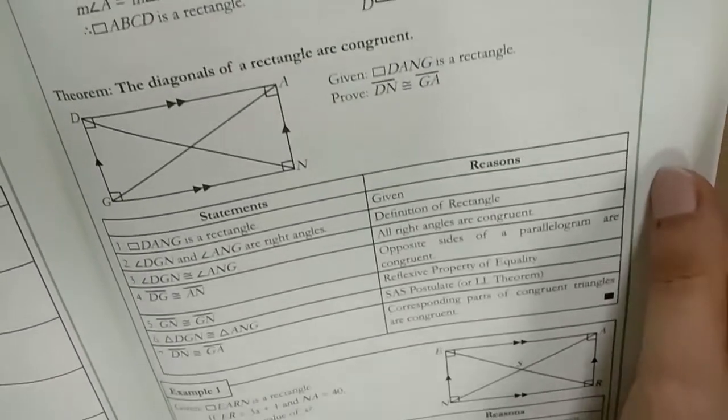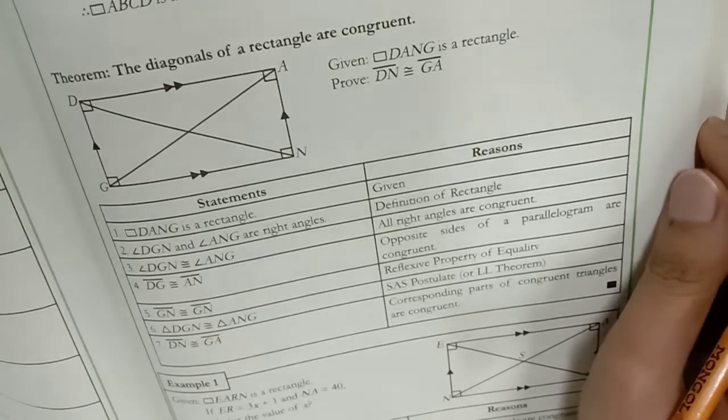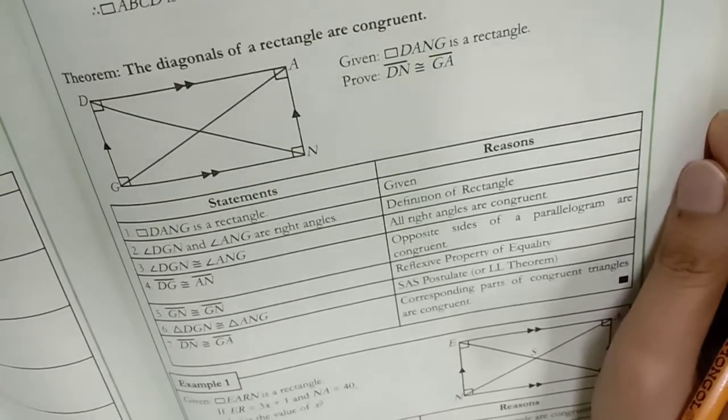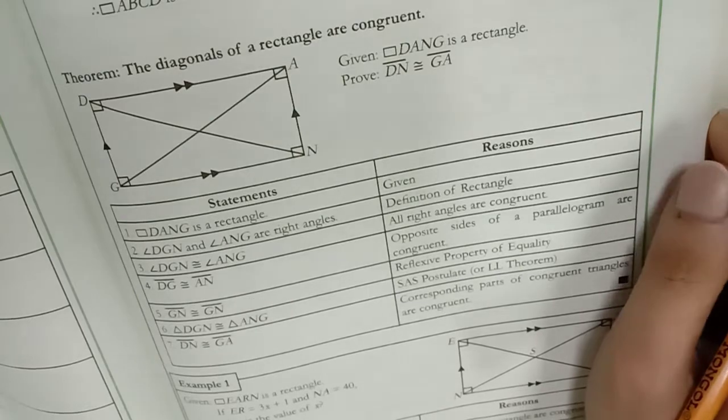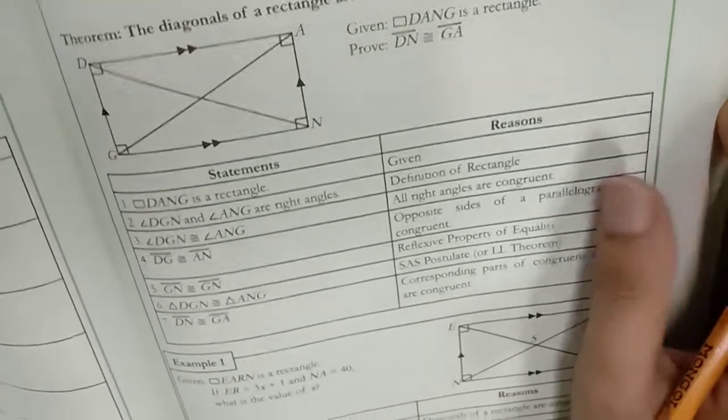The diagonals of a rectangle are congruent. So congruent daw po yung diagonals. So meron tayong 2 diagonals ng rectangle. So let's have the example number 1.